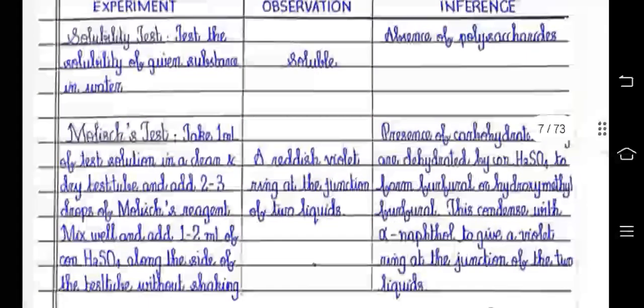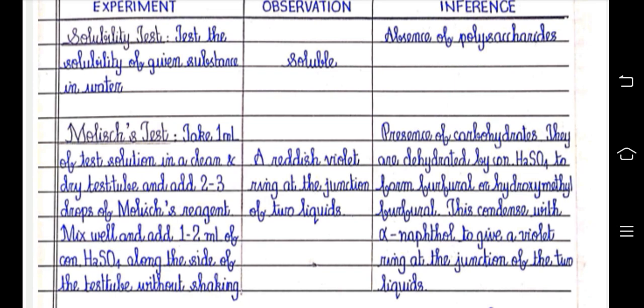Then Molisch test. Take 1 ml of test solution in a clean and dry test tube. Add 1 to 2 drops of Molisch reagent. Mix well and add 1 to 2 ml of concentrated H2SO4 along the sides of the test tube without shaking. A reddish violet ring at the junction of two liquids indicates the presence of carbohydrates. They are dehydrated by concentrated H2SO4 to form furfural or hydroxymethyl furfural. This condenses with alpha naphthol to give a violet ring at the junction of the two liquids.